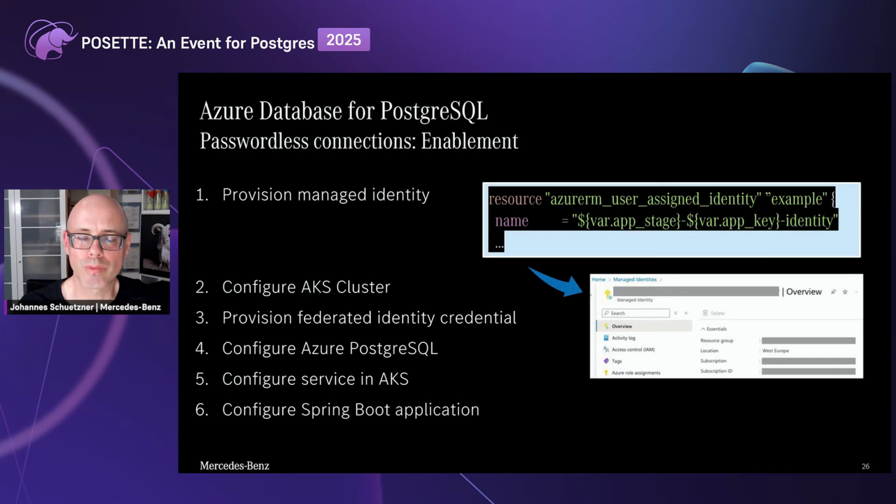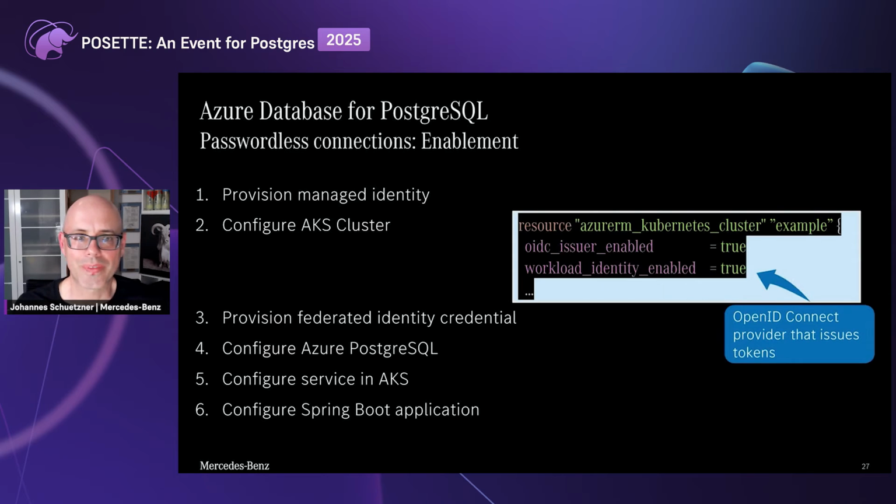So the first step is to provision a managed identity. You basically provide a name, and this is then a user-assigned identity. Okay, that's it. So the identity exists. As a second step, you enable managed identity, and here it is called workload identity, at the Kubernetes cluster level. You also need to enable that it can serve as an OIDC issuer, but that's basically it.